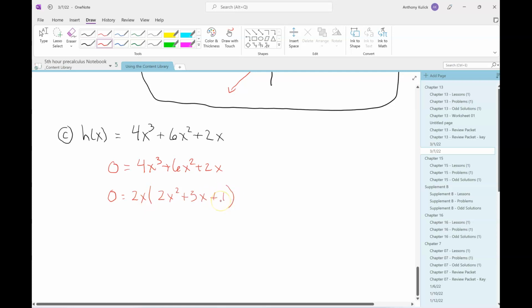Now remember, when we're doing that factoring, what we're doing is dividing. So that last term becomes a 1. It doesn't disappear. Common mistake I'll see students make.